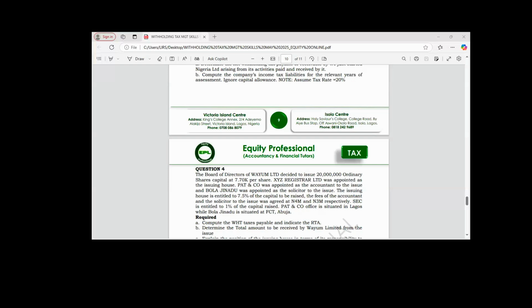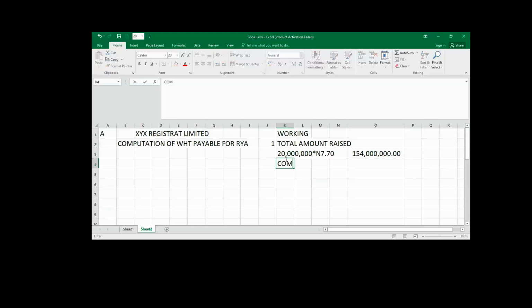Out of this amount, we are told in the question that XYZ was appointed and will be entitled to 7.5% of the amount raised. So the commission to XYZ will be 7.5% of 154 million. Press your calculator now. That gives us 11,550,000.